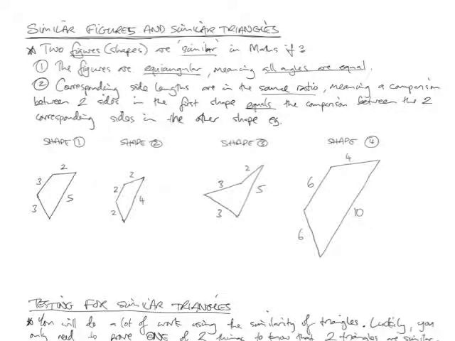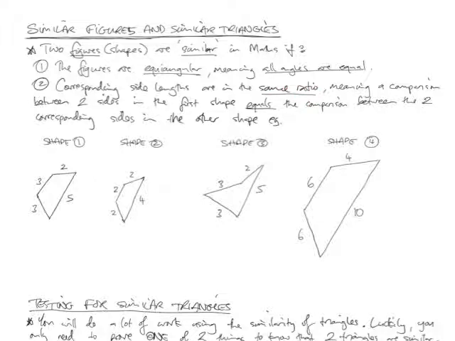This is another video. This one is on similar figures and similar triangles. Before we start on the topic of geometry, we need to have some understanding of the idea of similarity in shapes. Two figures, that's the mathematical word for shapes, are similar in maths if, number one, the figures are equiangular. That means that all of the angles in the figure are equal. And two, that the corresponding side lengths are in the same ratio.